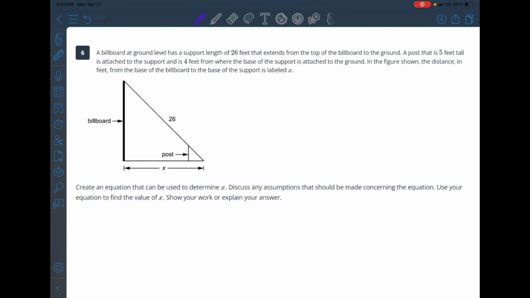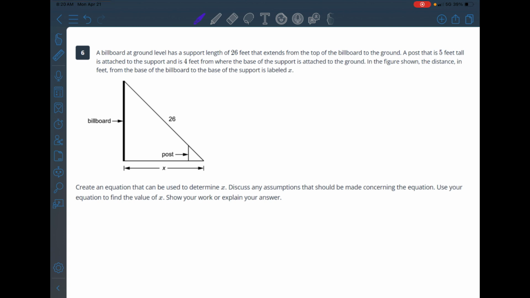If you remember, we did this one in class together a few weeks ago. So a billboard at ground level has a support length of 26 feet that extends from the top of the billboard to the ground. A post that is 5 feet tall is attached to the support and is 4 feet from where the base of the support is attached to the ground. In the figure shown, the distance in feet from the base of the billboard to the base of support is labeled X. Create an equation that can be used to determine X.